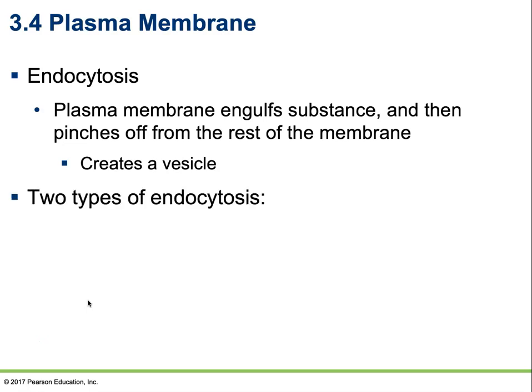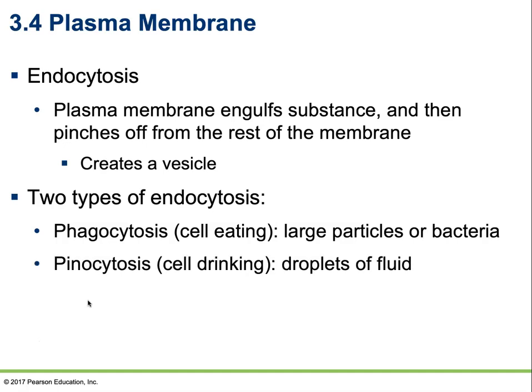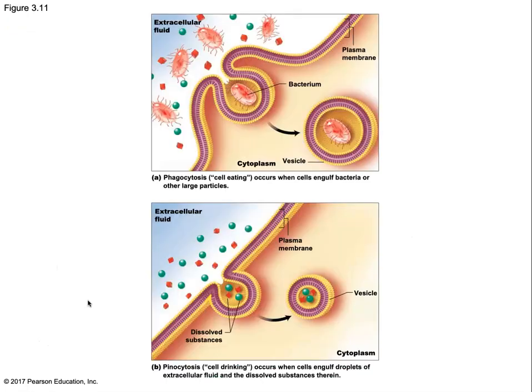There are two types of endocytosis, depending on what it is that we want to accomplish. There's phagocytosis, also known as cellular eating. This is when the cell is ingesting large particles or bacterium. Pinocytosis is similar, but in this case, this is cellular drinking. We're picking up droplets of fluid that have small substances dissolved into them. So phagocytosis is like taking a bite of a sandwich. Pinocytosis is like taking a gulp of water.